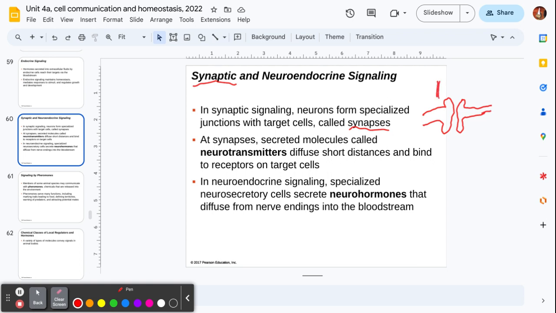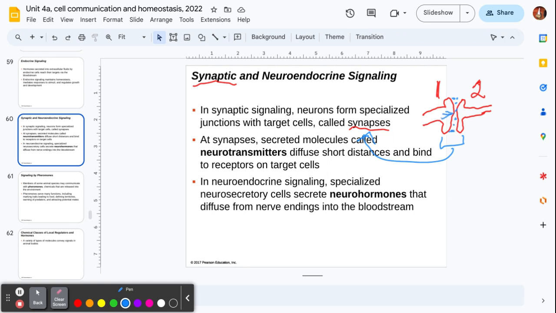This would be one cell. And that would be the second cell. And then there's this tiny little gap in between here. And that is the synapse. It's a very short distance, like, microns, a hundredth, thousandth of a millimeter. It's a very, very small distance. And what will be released is a chemical signal called a neurotransmitter.